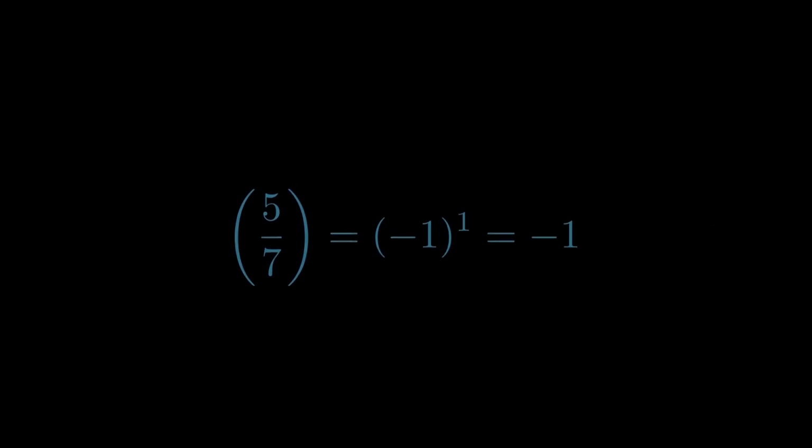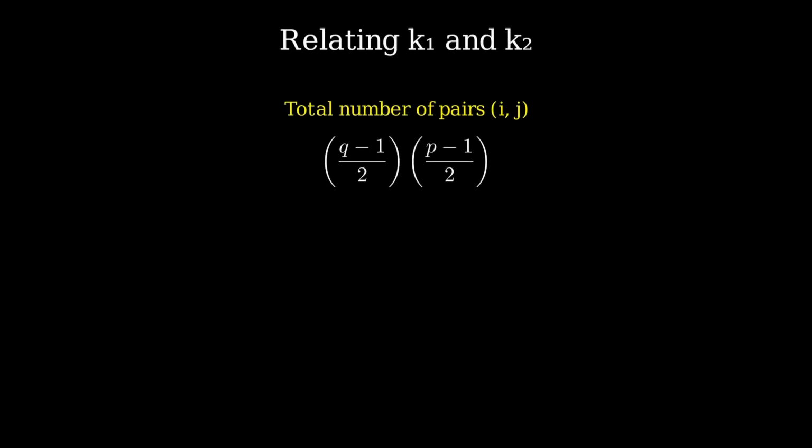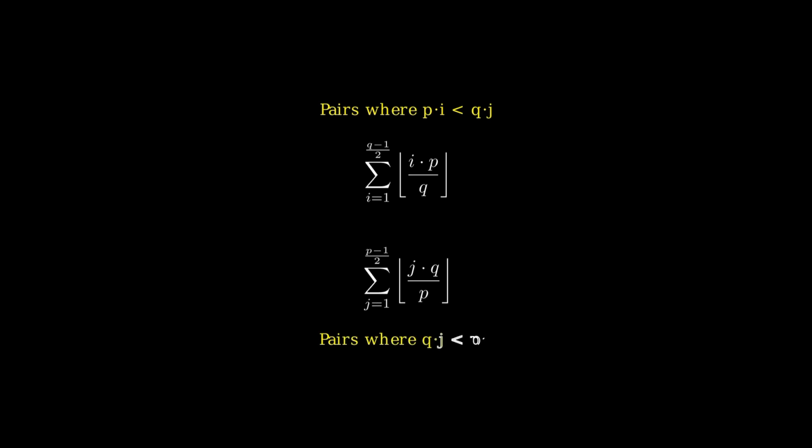Let's step back. Imagine all possible pairs of numbers, i and j, where i ranges up to (q minus 1) over 2, and j ranges up to (p minus 1) over 2. Each of these pairs satisfies one of two conditions. Either p times i is less than q times j, or the reverse. We use floor functions to count the number of pairs satisfying each inequality.